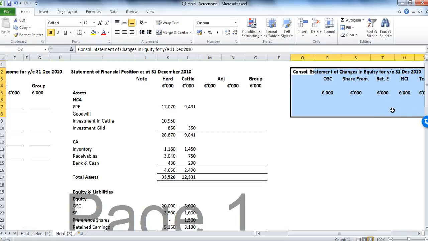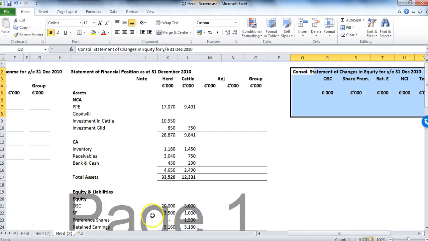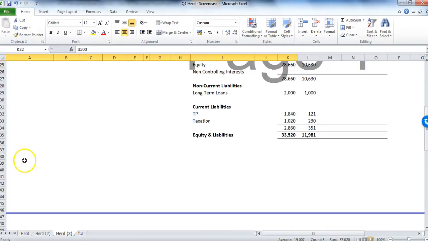So the consolidated statement of changes in equity is the last statement to be prepared. So that's your other 2 steps of setting up the structure. And then once you have those pages skipped, all I typically do is go down to the next page and set up an appendix for my workings.